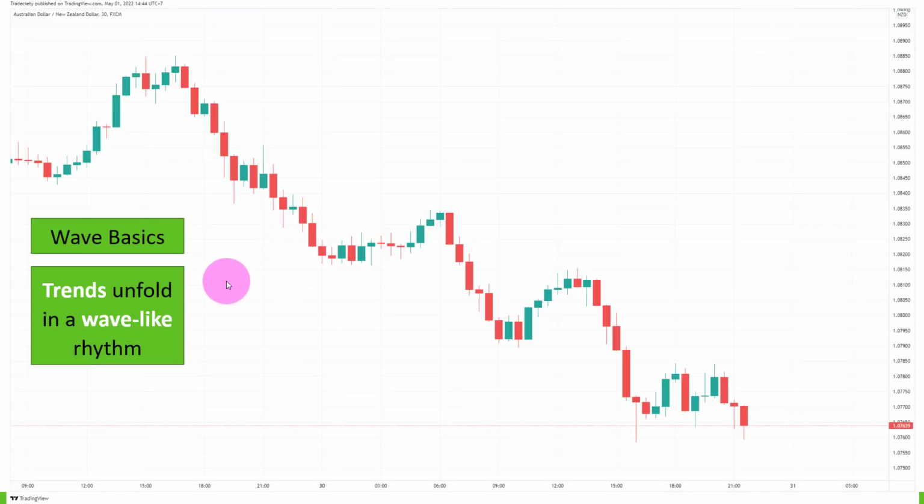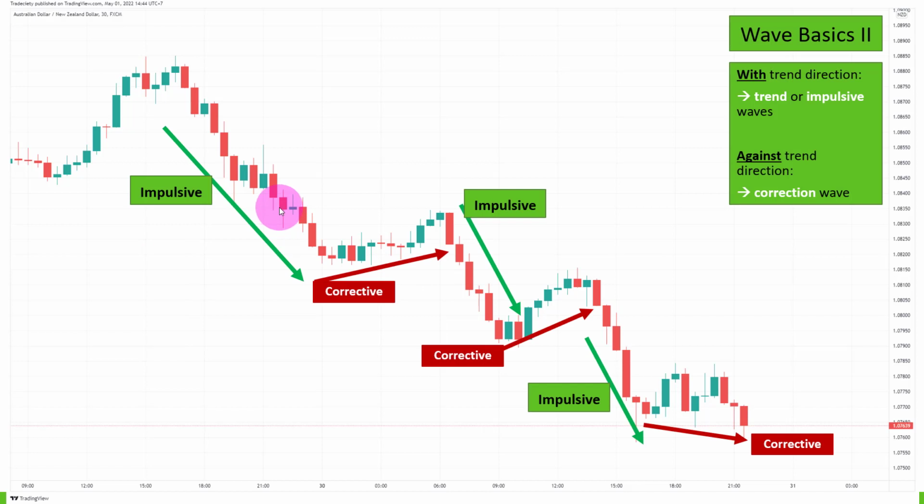To understand waves better, it is helpful to start looking at trends. And when we look at a trend, you will often see that it will unfold in this wave-like rhythm. It is going back and forth, up and down, and we call those moves trend waves. By understanding those trend waves, we can actually gain a lot of understanding about the markets. And when we talk about waves, we distinguish between impulsive and corrective waves.